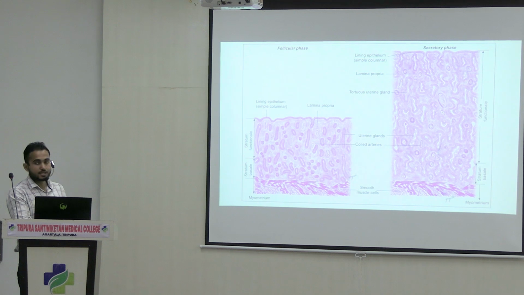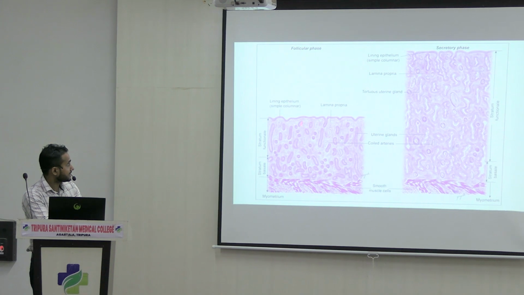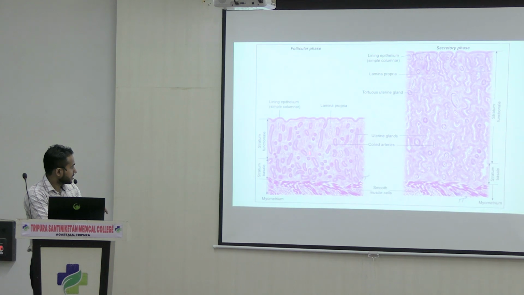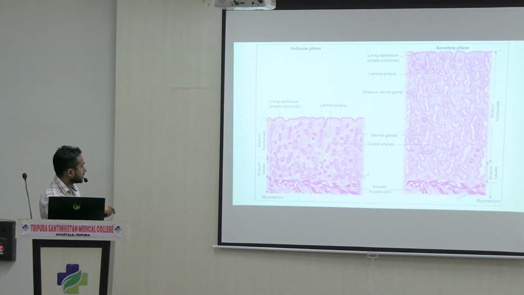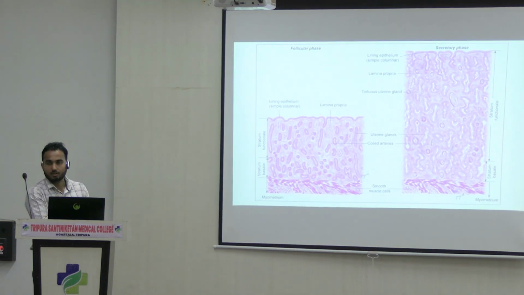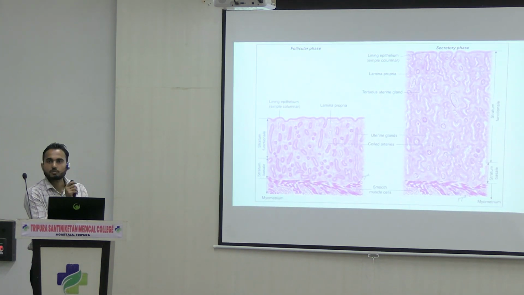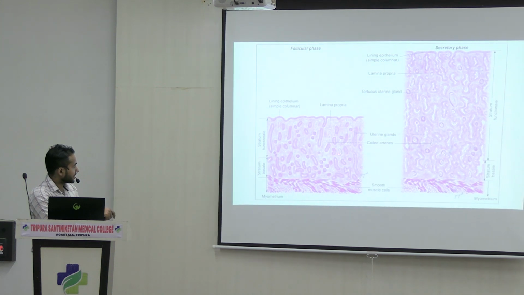Now, these are the two images of the uterus, where this is the follicular phase and this is the secretory phase. Can you see the difference? This part is the endometrium, this part is the myometrium. First you can see the lining epithelium, which is simple columnar epithelium. After that, here you can see the stroma or the lamina propria, where blood vessels, lymphatics, nerves are there. Along with that, uterine glands are also present. So these are the uterine glands, and these are the blood vessels.